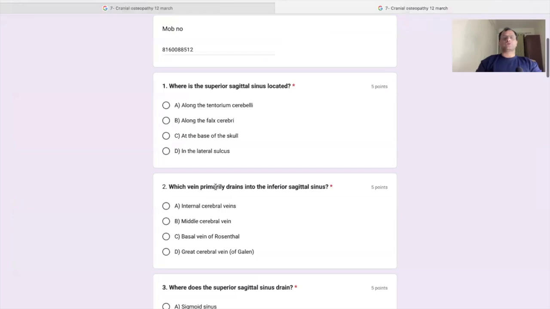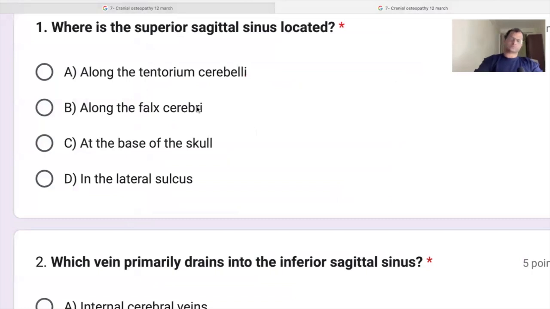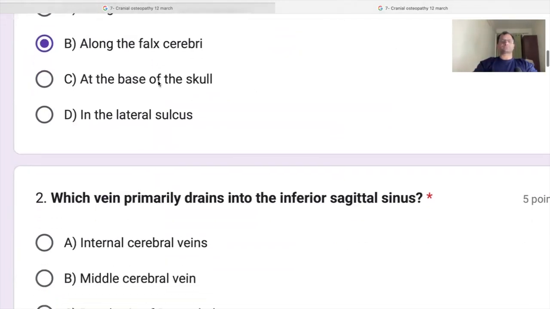So the question number one, where is the superior sagittal sinus located? What is the right answer? Along the falx cerebri. So along the falx cerebri, we have discussed yesterday, there is a falx cerebri, there is a membrane, and above that we have superior sagittal sinus.